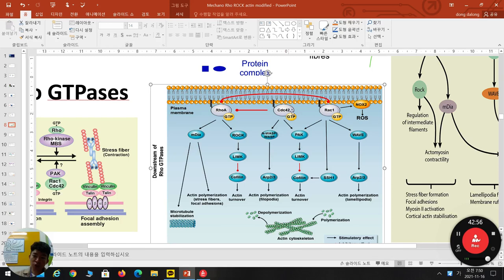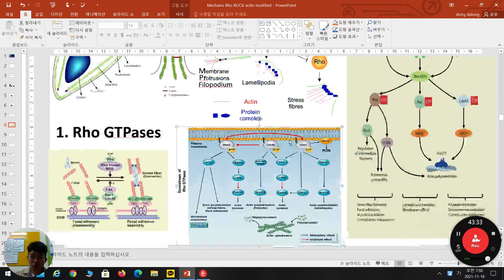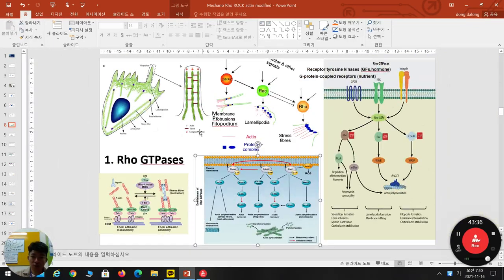In the case of Cdc42 and Rac1, sometimes Cdc42 deactivates Rho, and Rac1 deactivates Rho. Okay? And then when they activate it through WASP and WAVE, Arp2/3, filopodia formation, lamellipodia formation, sometimes from PAK, LIMK, and then sometimes because of Rac1 they are also making F-actin by inhibition of cofilin. So maybe I already mentioned this, so you can understand a little bit about the Rho GTPase. The class of Rho GTPase, as I told you, is three: Rho, Rac, Cdc42.